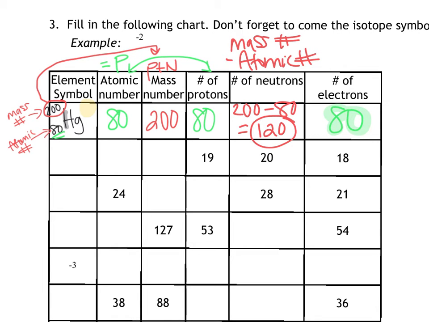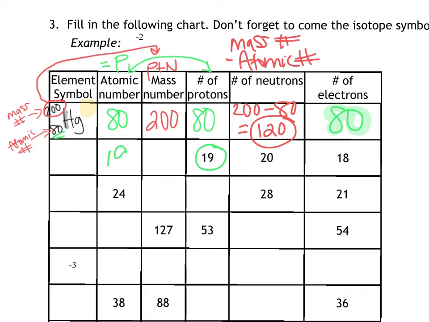The other ones, this is where it gets a little bit tricky. Like the next one down. They don't tell me the element symbol, and they don't tell me the atomic number, but they do tell me the number of protons. They say I have 19 protons.